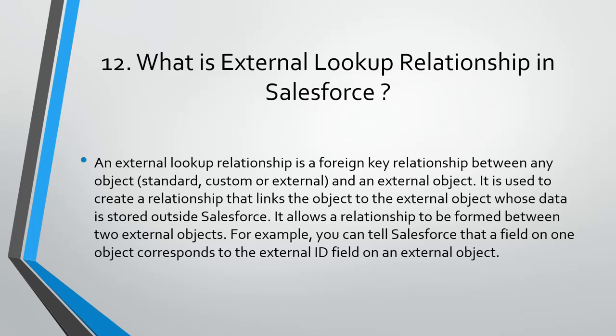What is external lookup relationship field in Salesforce? External lookup relationship is a foreign key relationship between any object, custom or standard, and an external object. It is used to create a relationship that links the object to the external object whose data is stored outside Salesforce. It allows a relationship to be formed between two external objects. For example, you can tell Salesforce that a field on one object corresponds to the external ID field on an external object.